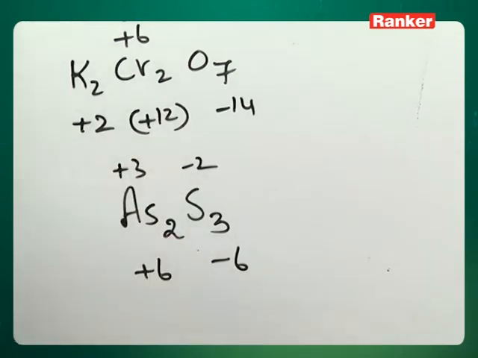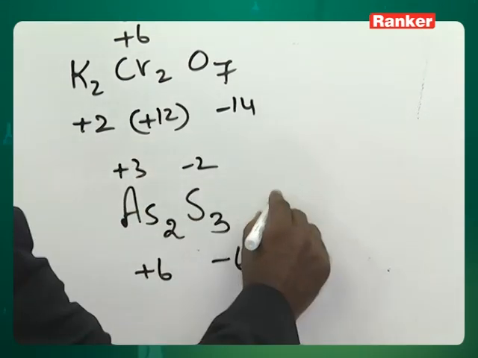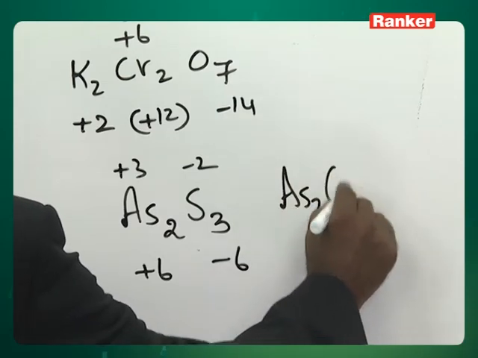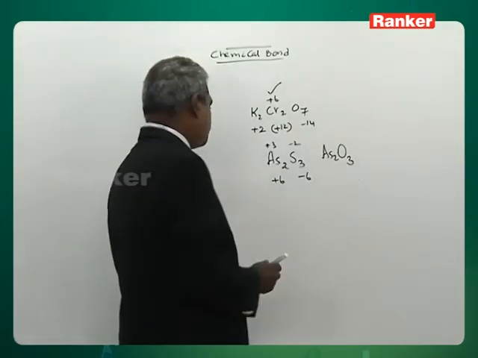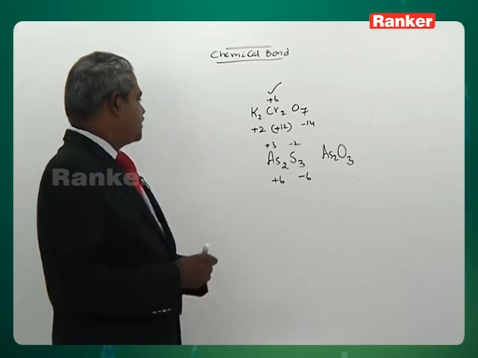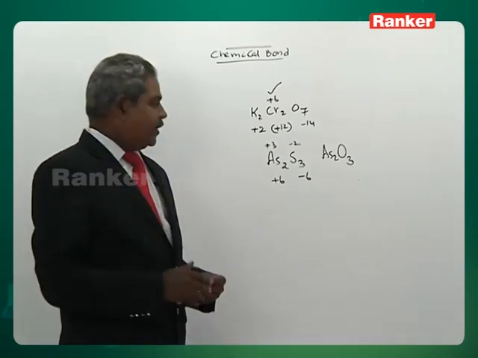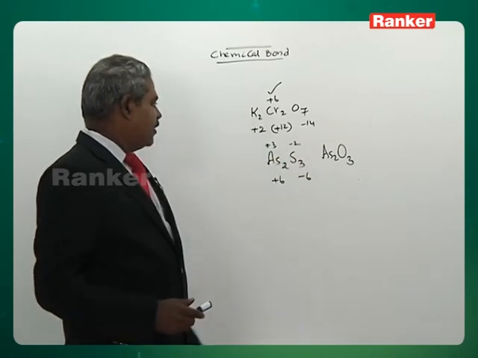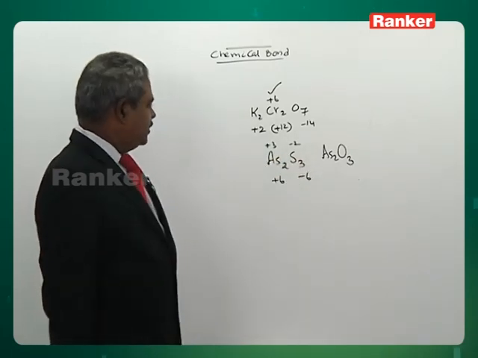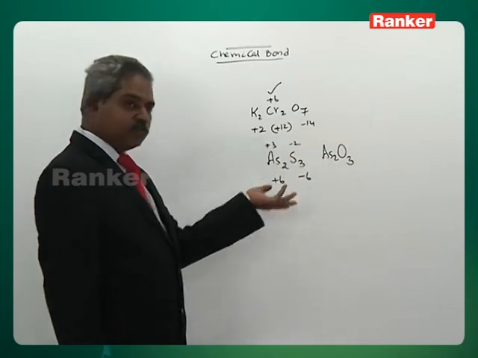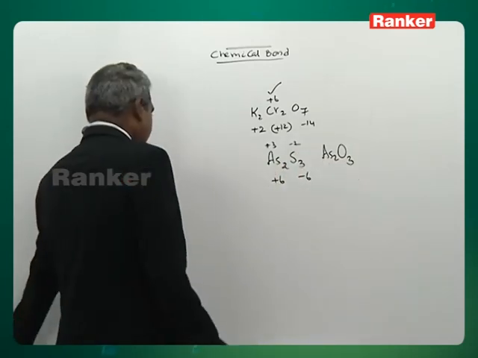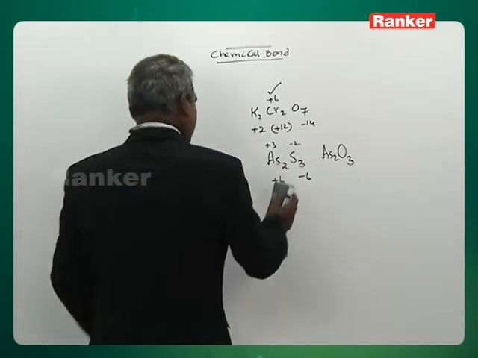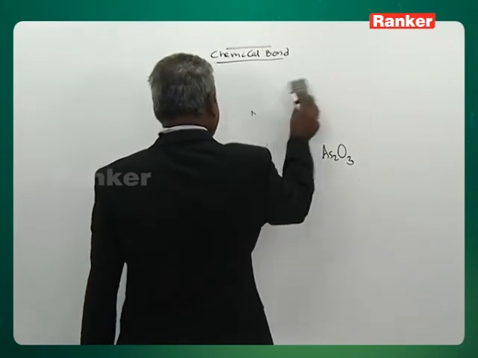Arsenic plus 3. It is like arsenic oxide, similar to As2O3. So, whenever there is a question on As2S3 sulfide, you just think of As2O3. You see oxygen and sulfur belong to the same group. So, since oxygen is minus 2, sulfur is also generally minus 2. Very rarely it is minus 1, in a compound called persulfide.